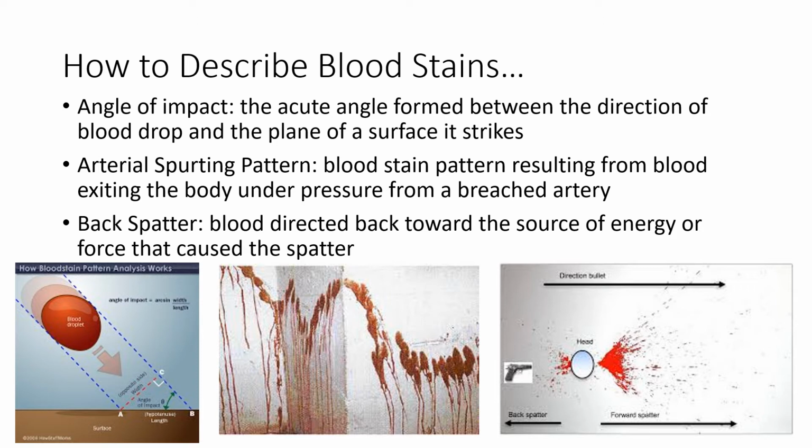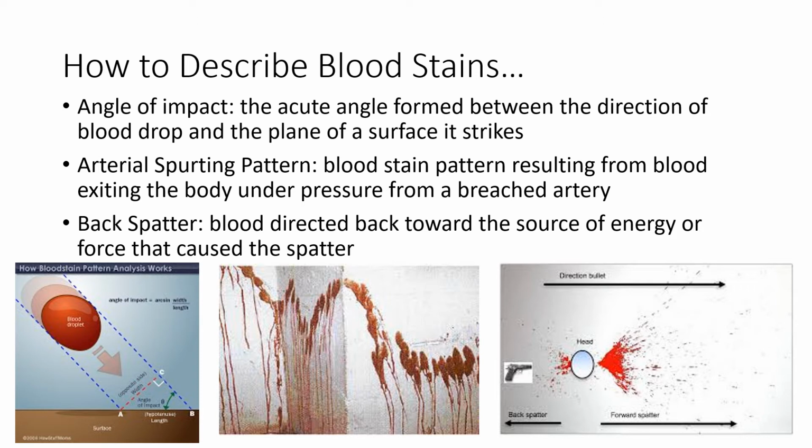We also have back spatter. We're going to talk about back spatter and forward spatter. These tend to be related to some sort of weapon impact. Back spatter is blood directed back toward the source of energy or force that caused the spatter. So it will be going towards the location of the weapon itself or the offender itself. If you look at this picture in the bottom right, this is an image of a shooting.